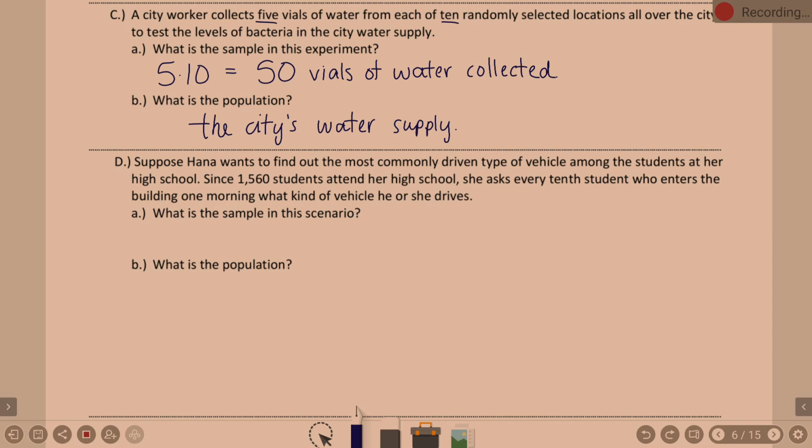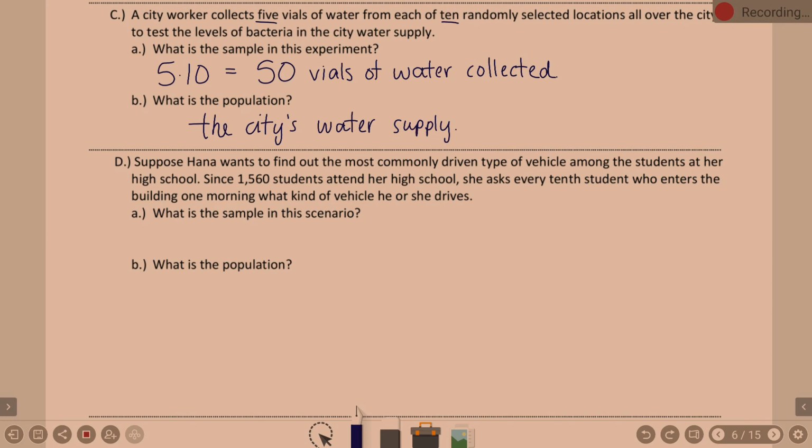And D when we're ready. Suppose Hannah wants to find out the most commonly driven type of vehicle among the students at her high school. Since 1,560 students attend her high school, she asks every 10th student who enters the building one morning what kind of vehicle he or she drives. Again, sample and population.